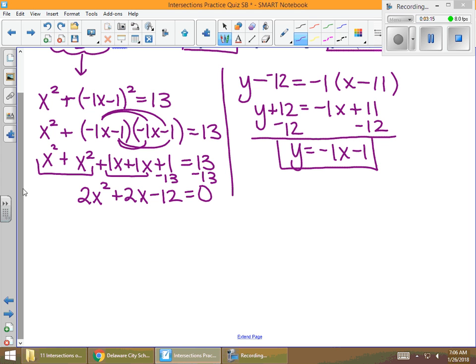I'm going to go ahead and bring that 13 over because I know I'm going to need to factor. To make my life easier for this factoring, I'm going to pull out a 2. Oh, and now it's just like the last problem. I'm going to go ahead and factor. 2 numbers that multiply to -6 and add to 1 are positive 3 and -2.